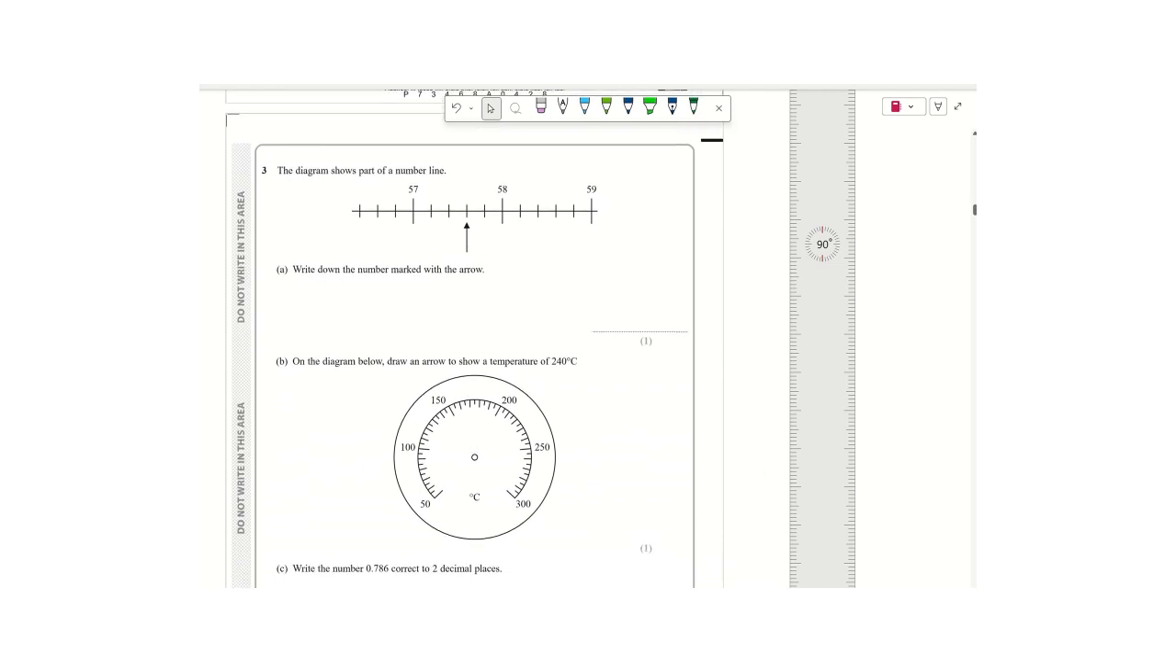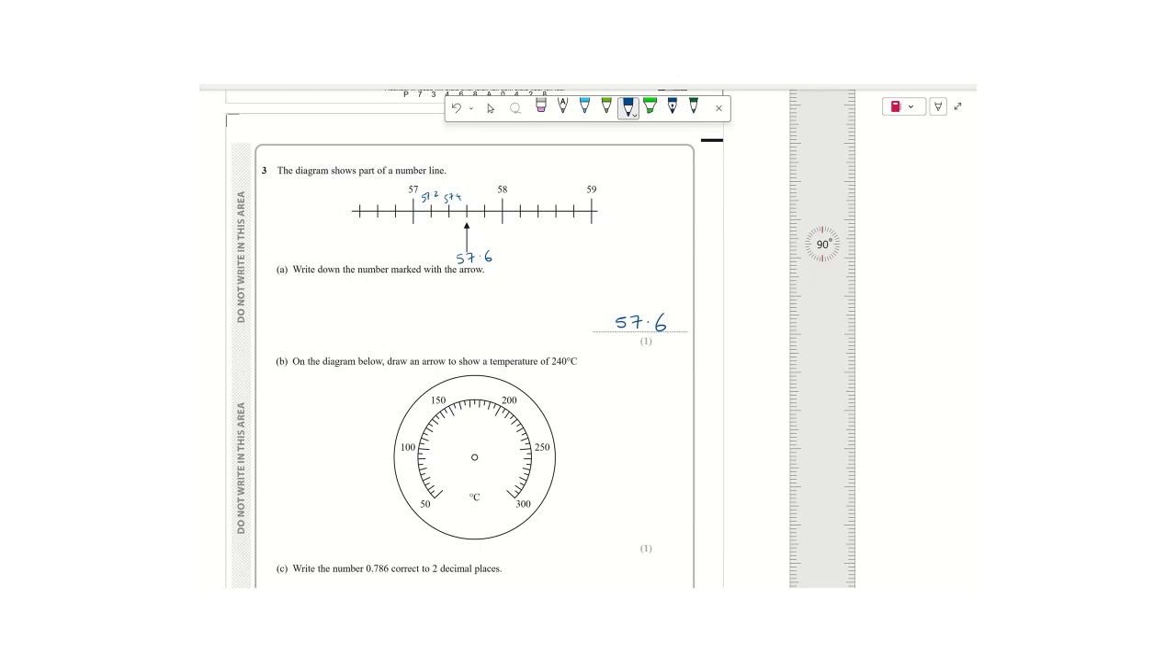Question 3, we've got a number line and we're asked to write down the number with the arrow. So we're between 57 and 58, so 57 point something. And you can see that we've got 5 gaps. So it can't be going up in 0.1s, it must be going up in 0.2s. So that's going to be 57.2, 57.4, and then this one will be 57.6.